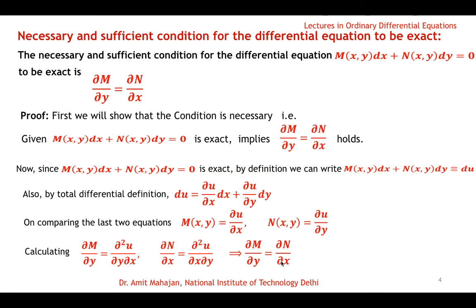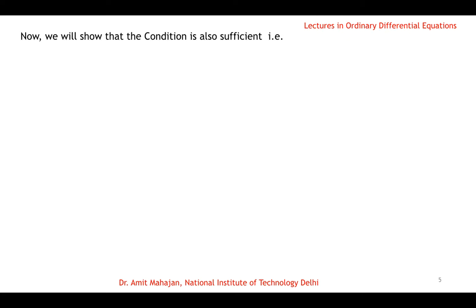Now it is also a sufficient condition. That means if you are given a differential equation with this condition being true, then the differential equation must be exact. That means if this differential equation satisfies this condition, then the left hand side can be written as a derivative of some function u. So we will prove this second part now.